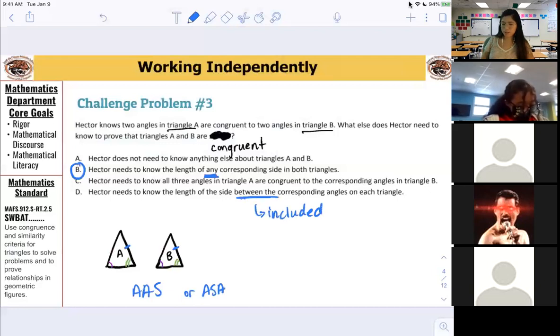Any questions on this one? Problem 3. No. Okay, going once, still no, going twice, still no. Okay.